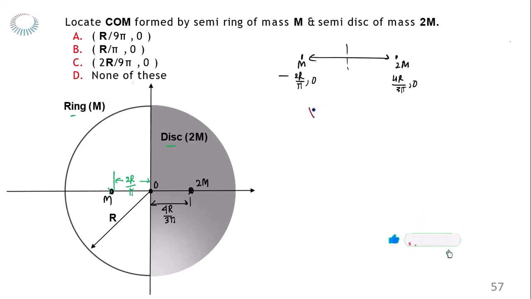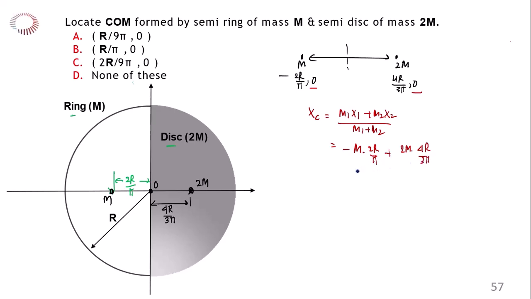So what is the x coordinate of the center of mass? That should be equal to m1 x1 plus m2 x2 divided by m1 plus m2. That is the formula that I am going to use. Only the x coordinate has to be calculated, because the y coordinates of both are 0. So minus m into 2r by pi plus 2m into 4r by 3 pi, and the denominator 2m plus m means 3m.